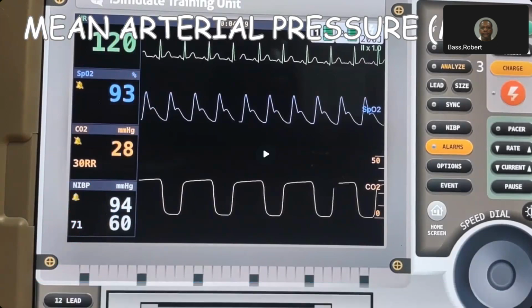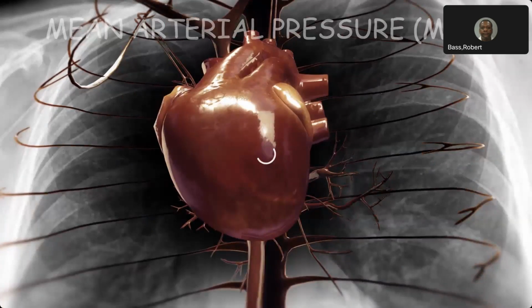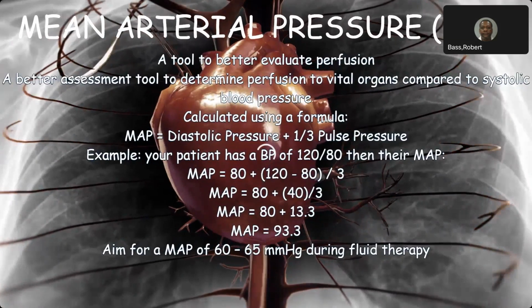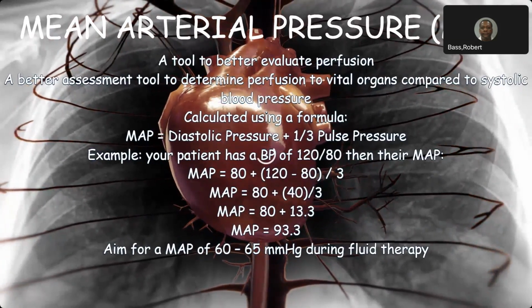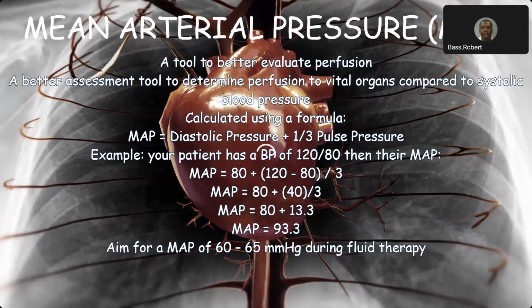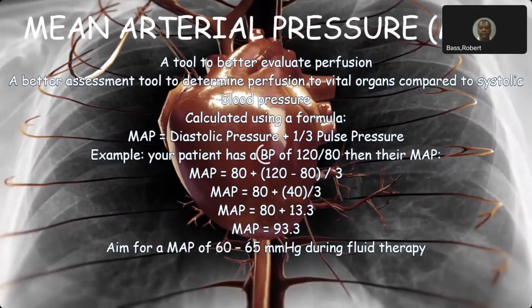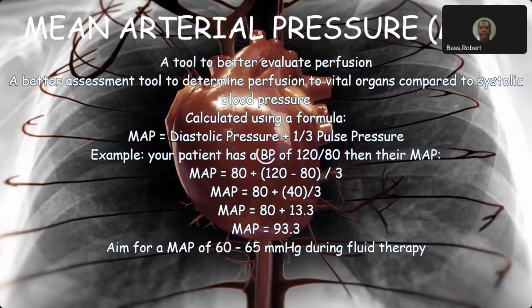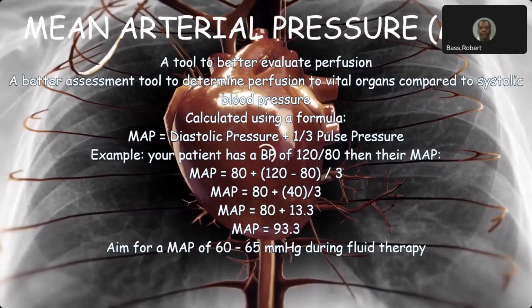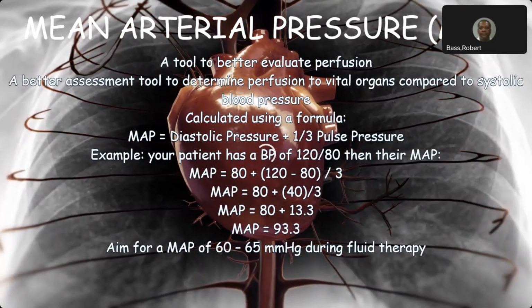The range that you're looking at is in between 70 and 110. Anything below 70, guess what? You're dealing with perfusion issues, shock, sepsis, internal bleeding. Anything greater than 110, you're looking at increased pressure in the arteries, acute MI, heart failure, kidney failure, or something like that.